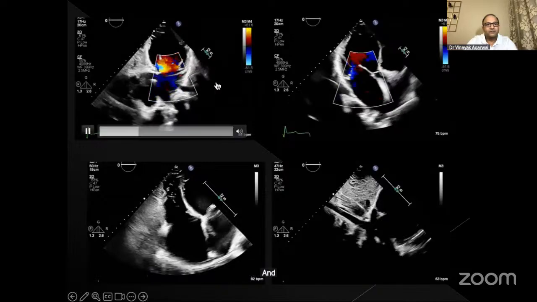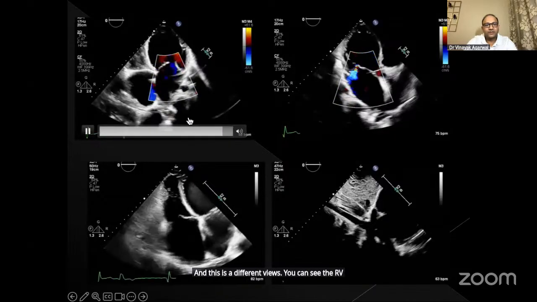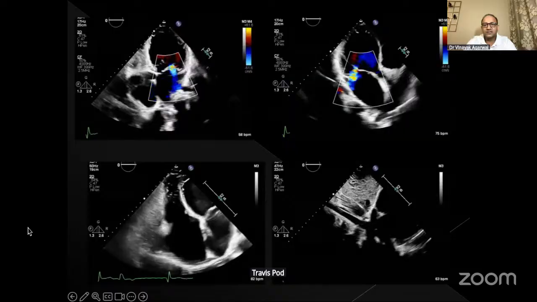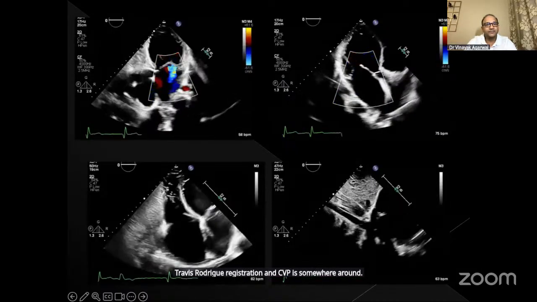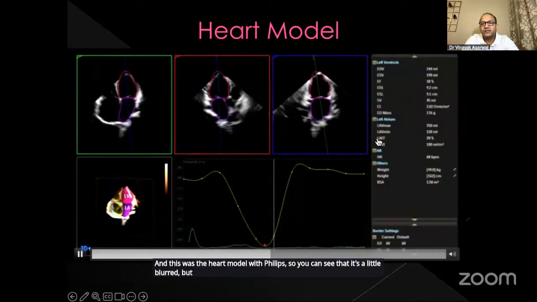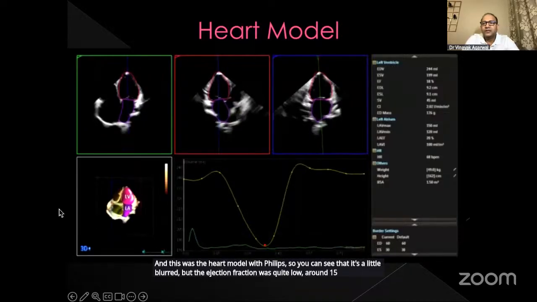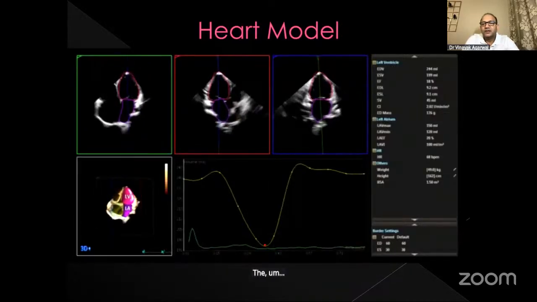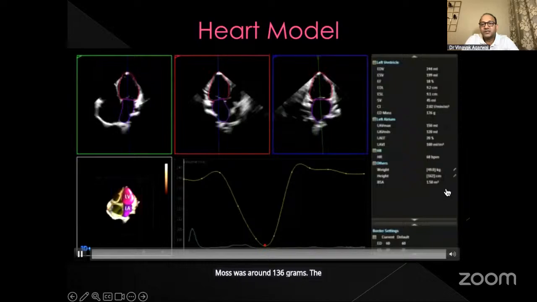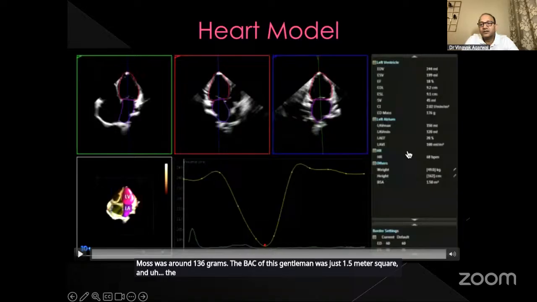And these are different views. You can see the RV focused view as well. You can see that there is mild to moderate tricuspid regurgitation, and CVP is somewhere around 8 mmHg. And this was the heart model with Philips. You can see that it's a little blurred, but the ejection fraction was quite low, around 15%. The end-diastolic mass was around 136 grams. The BSA of this gentleman was just 1.5 meters squared, and the LA volume was quite large, nearly more than 100 ml per meter squared.